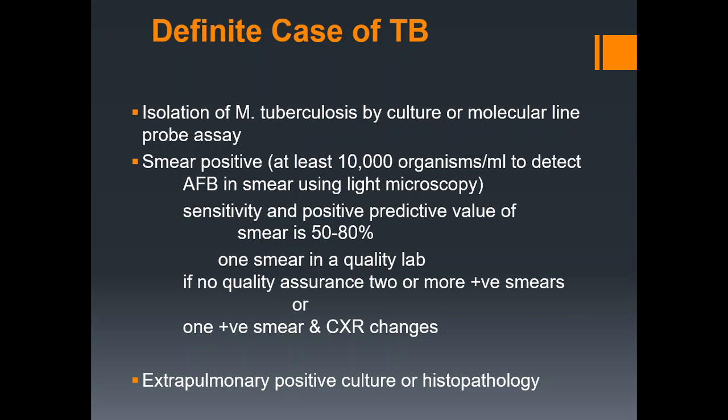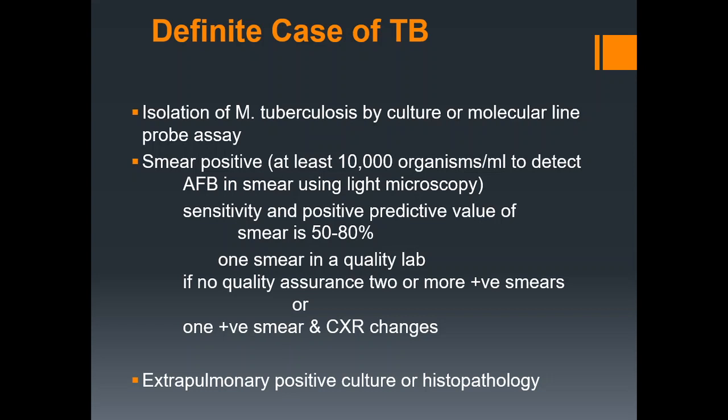So the WHO recommends that in those countries, they rely mostly on the smear positive. To have a positive smear, you need at least 10,000 organisms per mL. So the diagnosis is confirmed if we have one smear in a quality lab, or two smears if the lab is not quality assured, or one positive smear and a compatible chest X-ray. Although the sensitivity and positive predictive value of the smear is low, 50% sensitivity and 80% positive predictive value, this is recommended by the WHO in those countries where the prevalence of tuberculosis is very high.